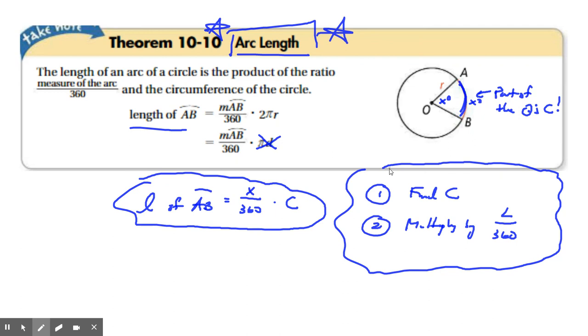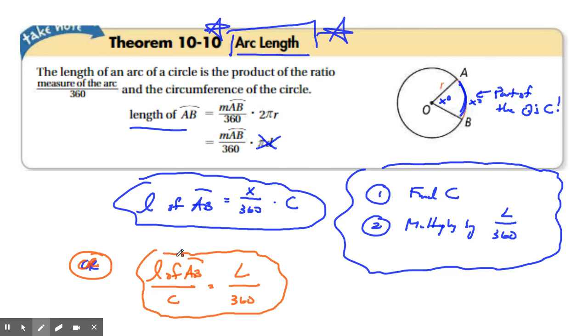Okay. Now, some of you might also like proportional thinking, so we can think like this too. So I'll do an or. Let me do it in red. Or you could set up a proportion. So you could say, okay, I want the arc length of AB. It's going to be out of the circumference. That's going to be equal to the measure of the angle or the arc, whatever you want to think of, out of 360. So this is also a legit way to do these problems, but I'm really going to focus on this one. Find the circumference right away, and then multiply it by the ratio of the circle.